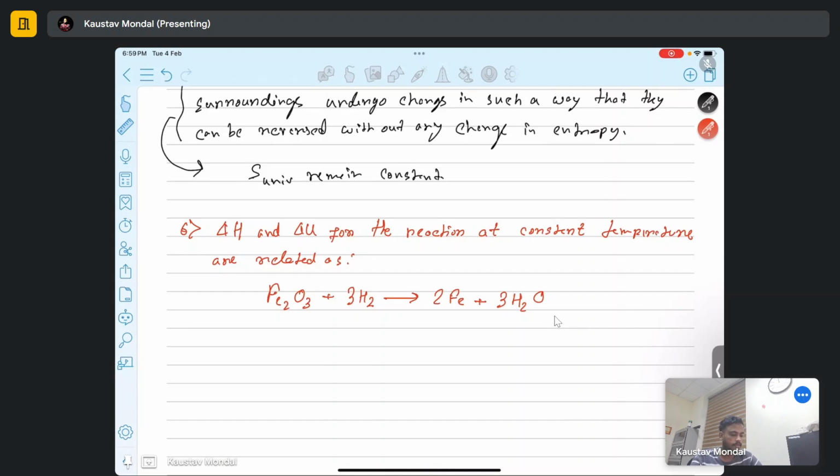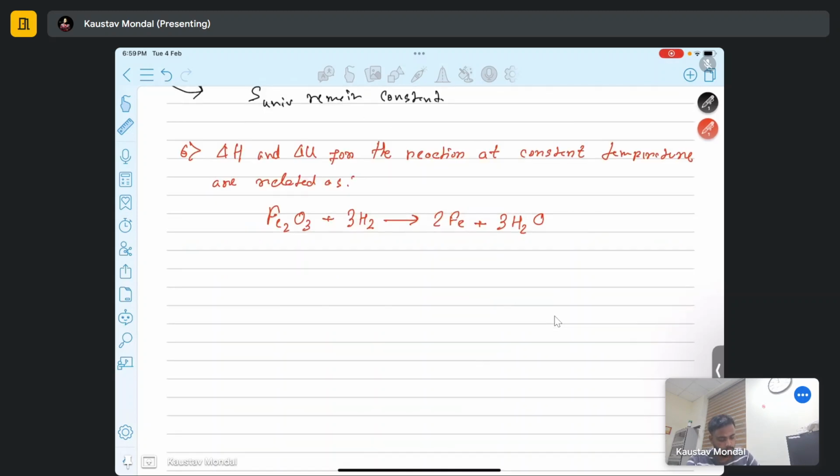So the question is, for this reaction, how is delta H, that means change in enthalpy, related with delta U, that is change in internal energy? Let me also write the options. Option A: delta H equals delta U. Option B: delta H equals delta U plus RT. Option C: delta H equals delta U plus 3RT. And option D: delta H equals delta U minus 3RT. These are the four options given.